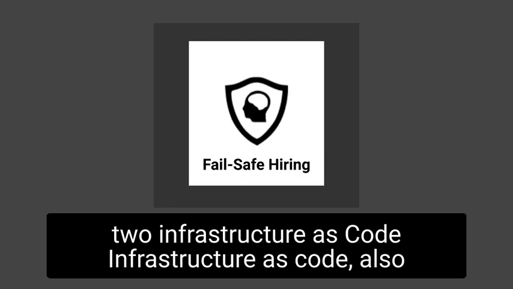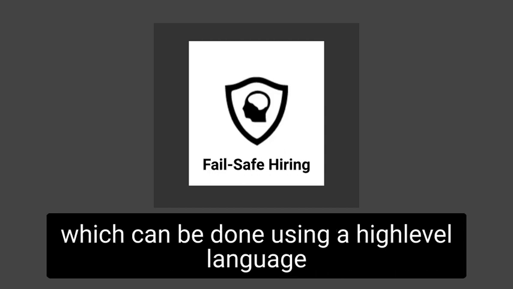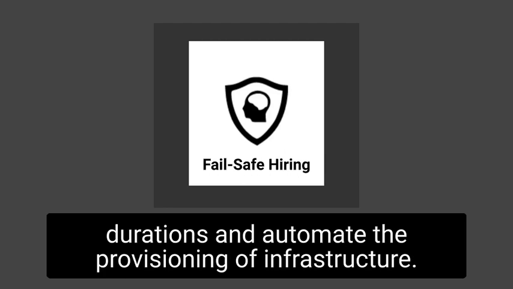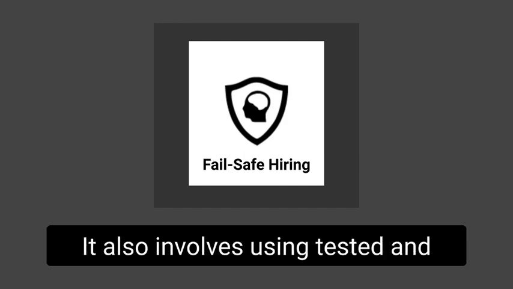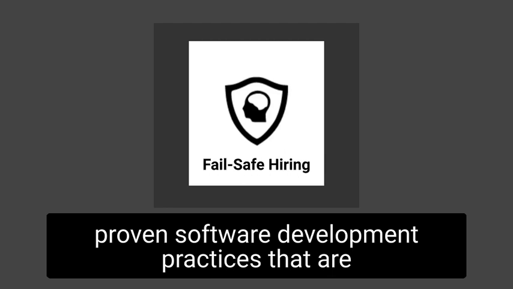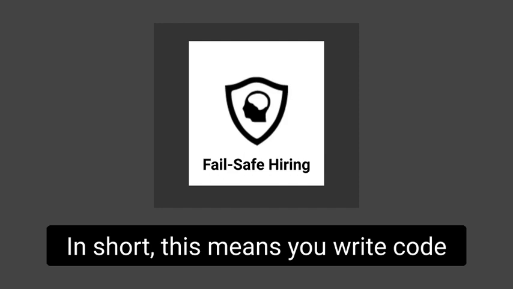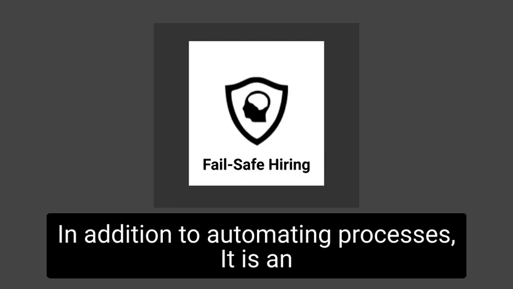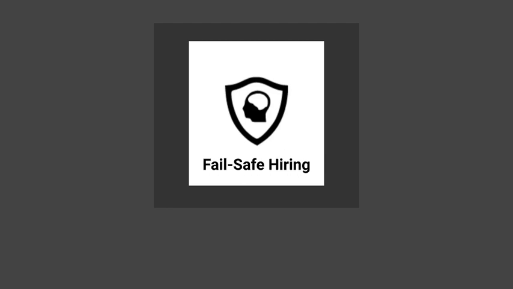Infrastructure as Code, IaC. Infrastructure as code, also referred to as programmable infrastructure, means writing code, which can be done using a high-level language or any descriptive language, to manage configurations and automate the provisioning of infrastructure in addition to deployments. IaC is not only about writing scripts, it also involves using tested and proven software development practices that are already being used in application development, for example, version control, testing, small deployments, use of design patterns, etc. In short, this means you write code to provision and manage your server, in addition to automating processes. It is an approach to managing IT infrastructure for the age of cloud, microservices, and continuous delivery.